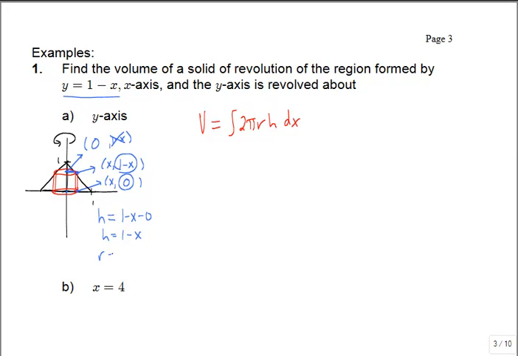So the radius is going to be this x value minus this x value, the right point minus the left point. And that's just x. And usually in these problems, the radius is either x or y, or some shift of that, depending on what your axis of revolution is. Okay, we know h, we know r, we're ready to plug them in. So this becomes 2 pi times r, which was the x, times h, which was 1 minus x. And then we want our bounds for x.